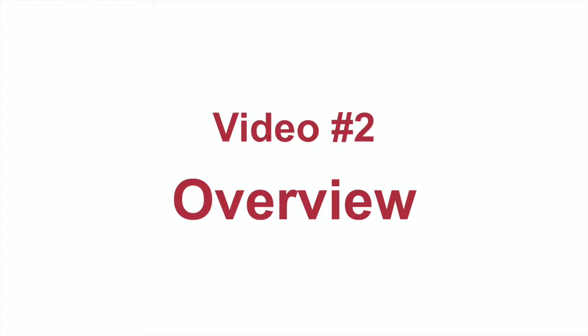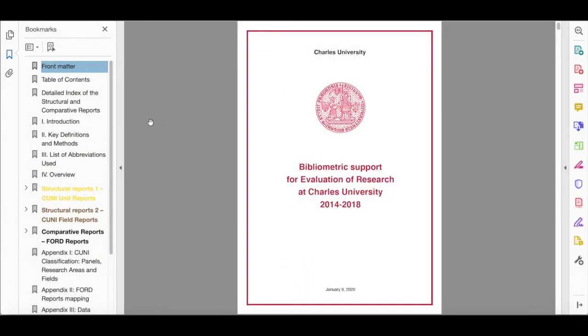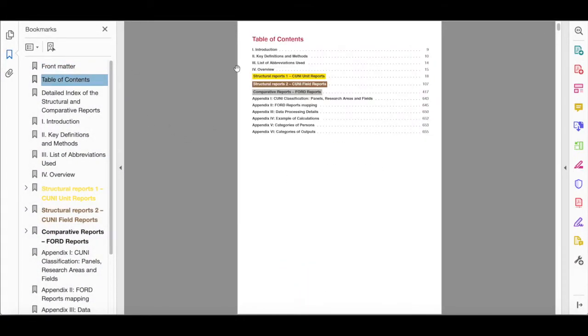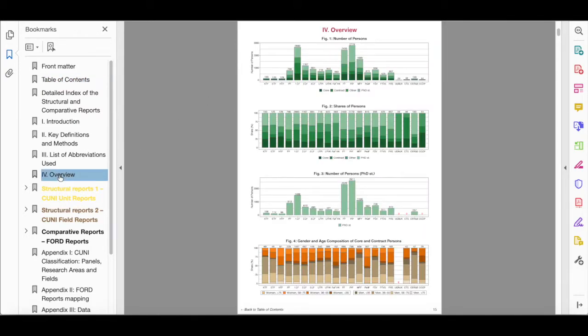The overview section provides a concise 3-page summary of selected bibliometric indicators, compared across all units of Charles University. This section can be quickly accessed from the table of contents, or the bookmark pane on the left. The first page overviews academic human resources of the university, including the distribution of persons across different categories, and the gender and age composition of the personnel.